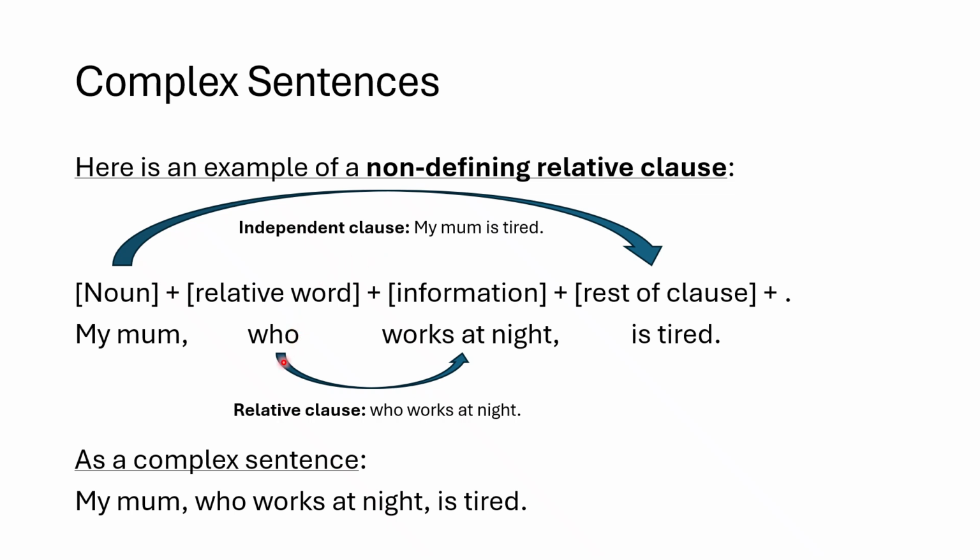The relative clause is who works at night. Do we need this information to tell who my mum is? No, it is extra information. Now, as a complex sentence, the sentence would be expressed: my mum, who works at night, is tired.